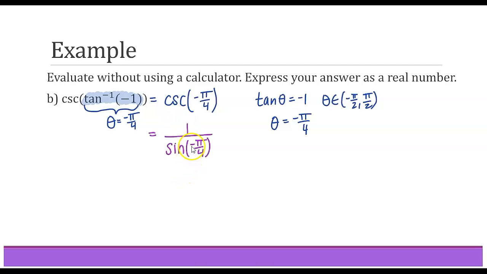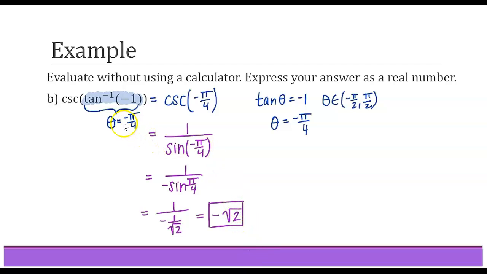And let's go ahead and pull out the negative because sine is an odd function. So I have 1 over negative sine of pi/4. And then sine of pi/4 is radical 2 over 2. So we have 1 over negative radical 2 over 2, or it's 1 over radical 2. Why am I choosing that version, 1 over radical 2? Because I'm going to have to flip it, multiply by the reciprocal right now. So the answer is just negative radical 2.